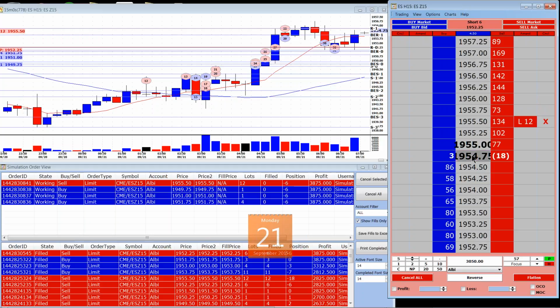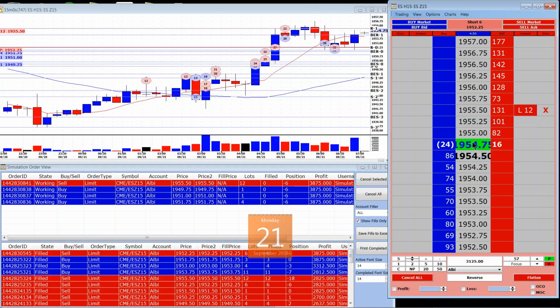Each level in the price in monetary value is $12.50. So if you have 1 contract and the price moves 1 tick in the direction you want it to go, you've made $12.50, or if it goes against you, you show a paper loss of $12.50.